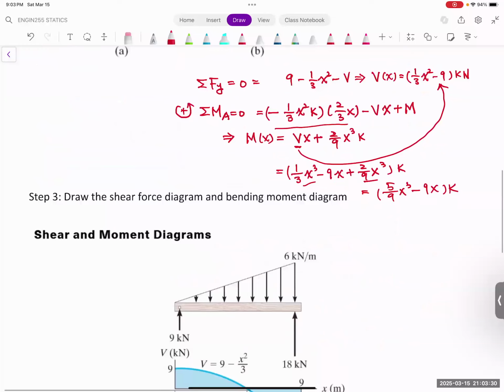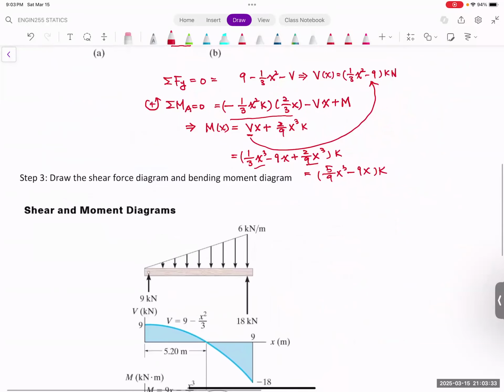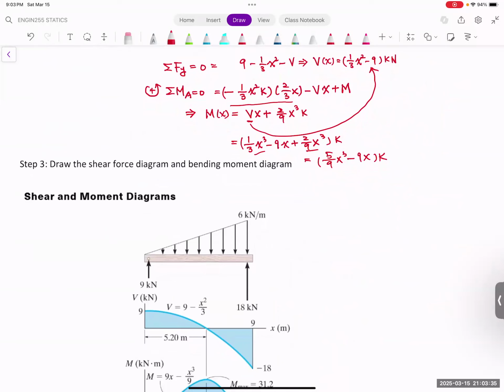So what does the bending moment and shear force diagram look like? This is our initial structure. If you see this 9,000 Newton, you're going to start with the 9,000. That's what we showed you before. Any concentrated load is going to move the V, depending on the direction. If it pushes up, it's going to move up. If it pushes down, it's going to move down. So you start with a 9,000. Then you're going to follow this equation.